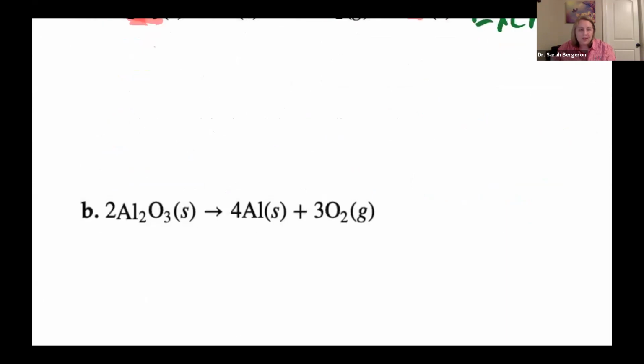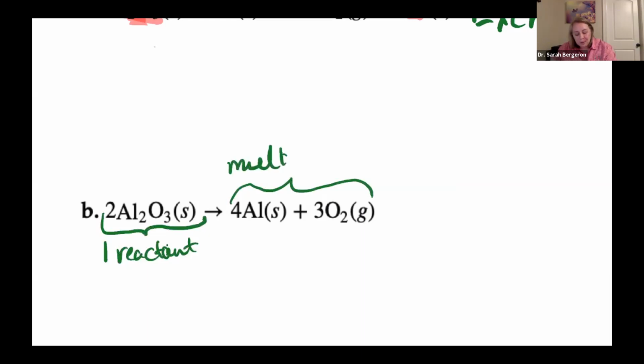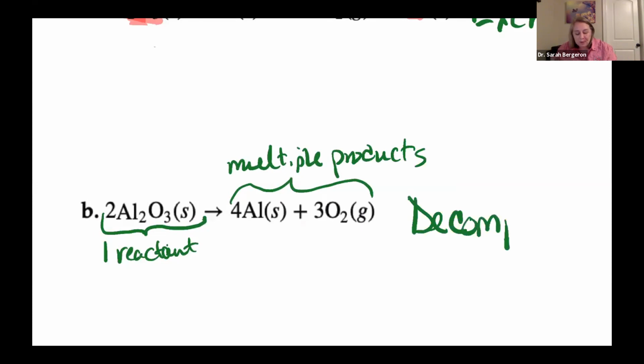Here, this is something you should look at and go, oh, look at this. I have one reactant, and then I have multiple products. So it's not always going to be two products, but for this kind of equation, it will always be one reactant. So if you're going from one thing to many small things, this is going to be a decomposition.